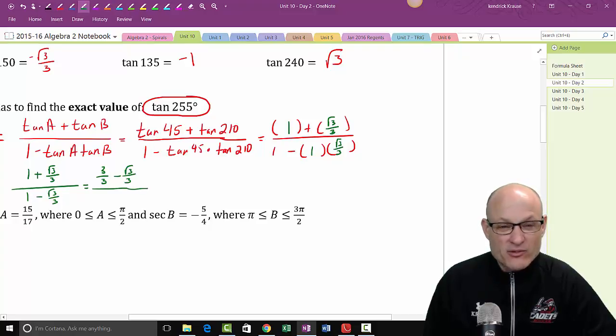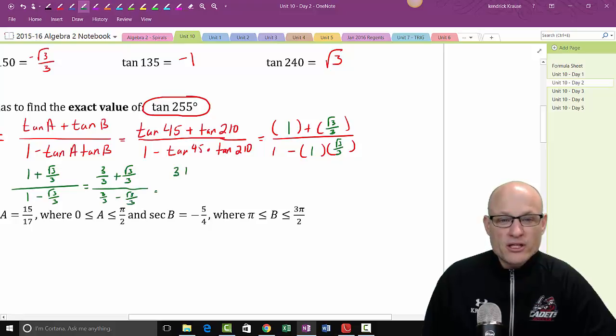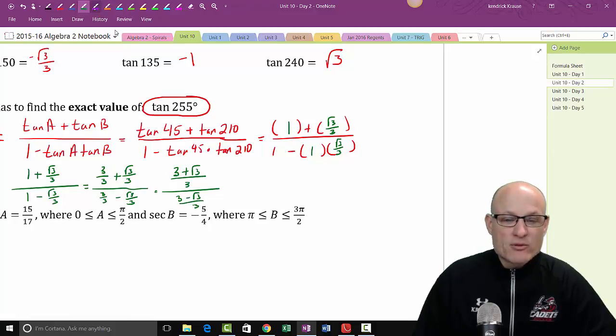Now I kind of prefaced this, it's going to be coming earlier this year. I didn't tell you I was going to expect you to do it. Oh, well, this should be plus. Radical 3 over 3. So the numerator is really 3 plus radical 3 over 3 all over 3 minus radical 3 over 3. We're going to multiply by the reciprocal.